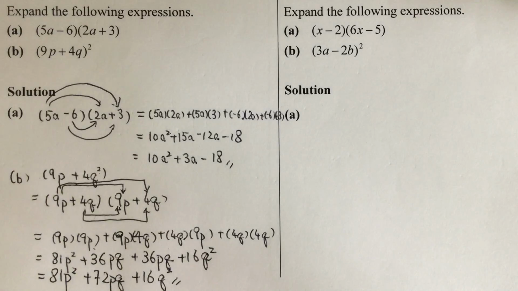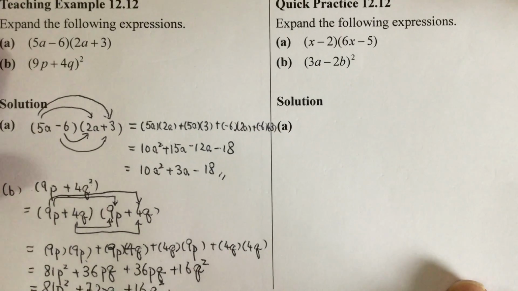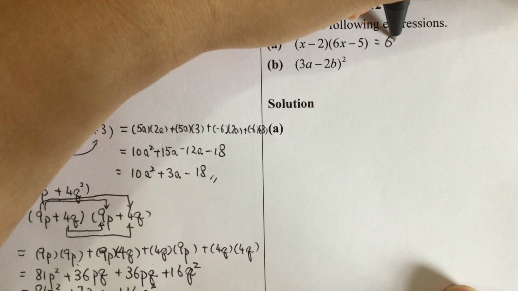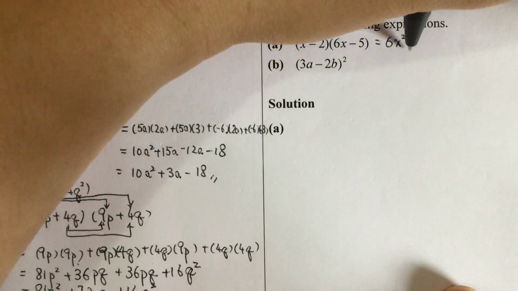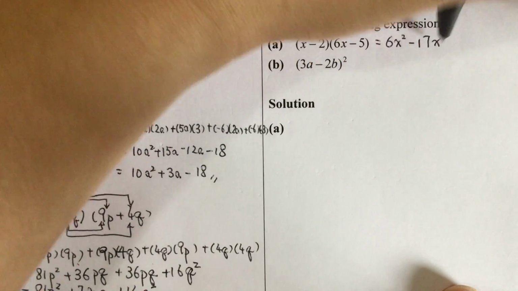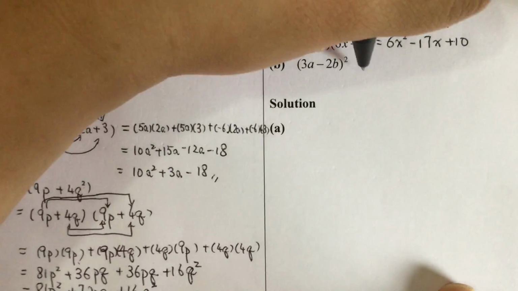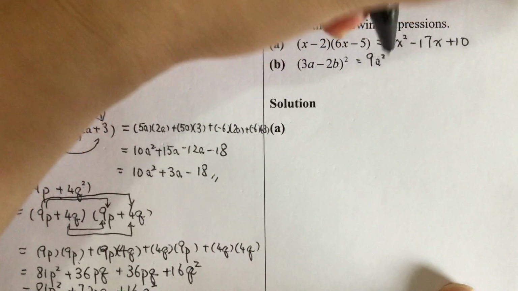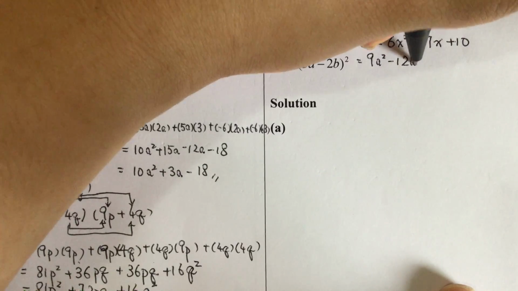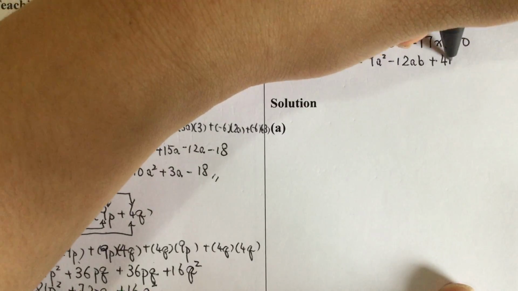Okay, now I will tell you the answer directly. For this one, the answer is 6x squared minus 17x plus 10. Okay, this is part A. And for part B, the answer is 9a squared minus 12ab plus 4b squared.